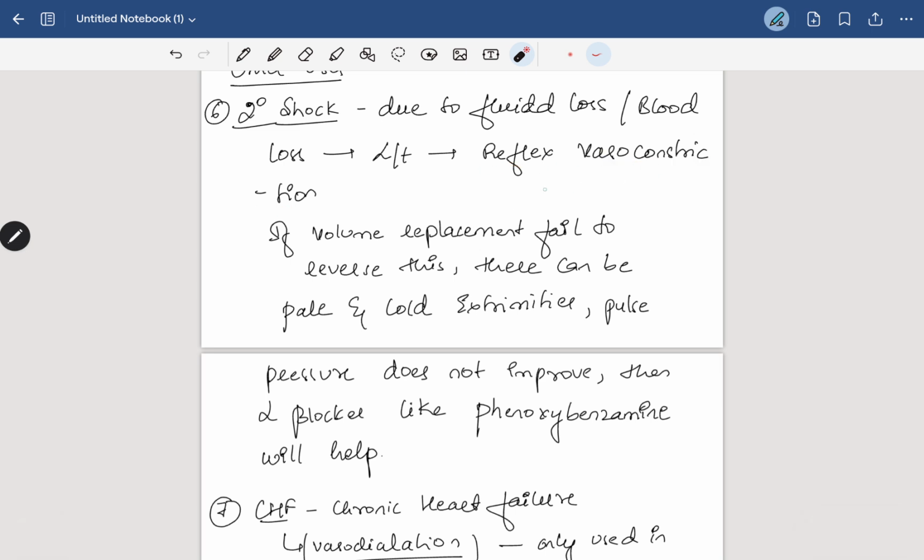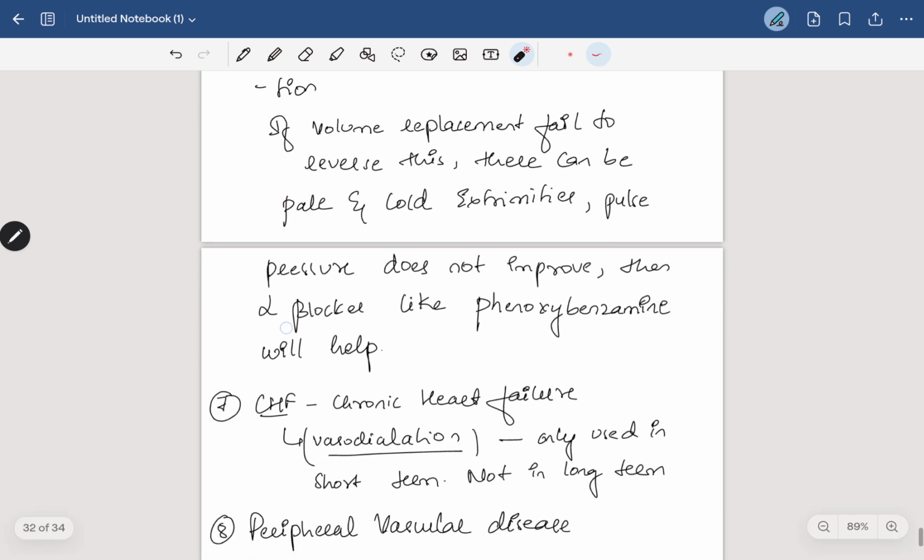Because of this reflex vasoconstriction, what is happening? Pale and cold extremities and pulse pressure also is not improving. To overcome all of this, what are we giving? We are giving an alpha blocker known as phenoxybenzamine.